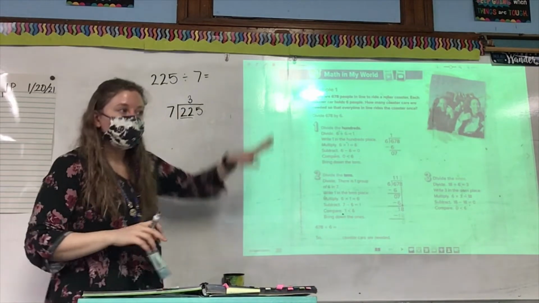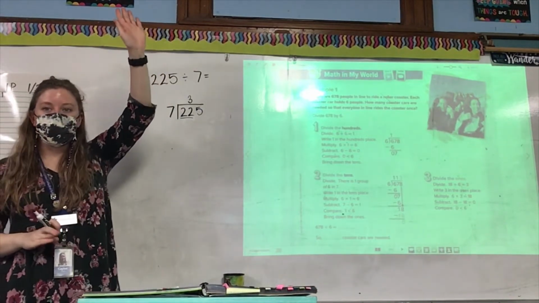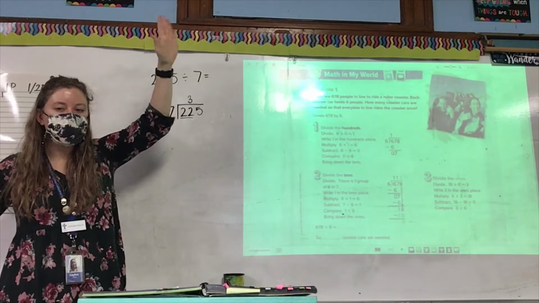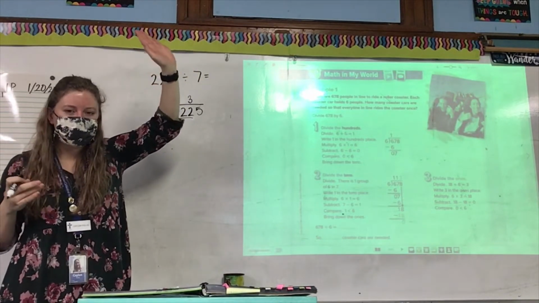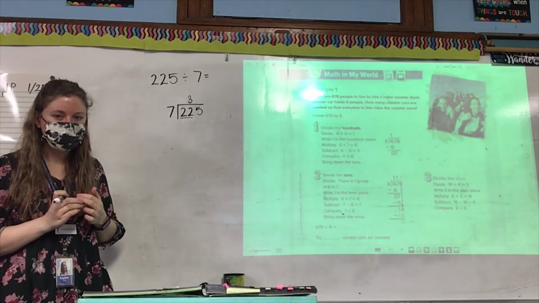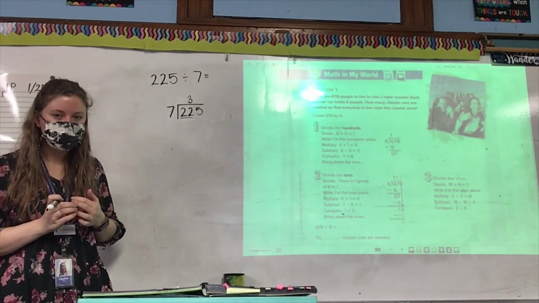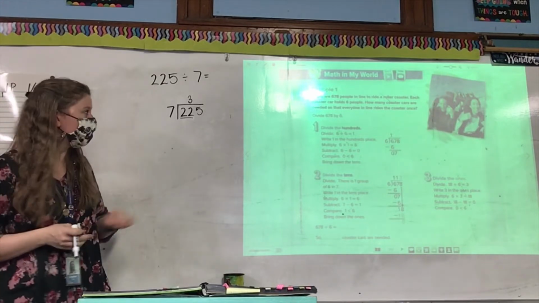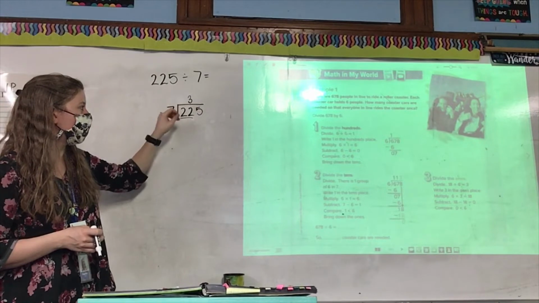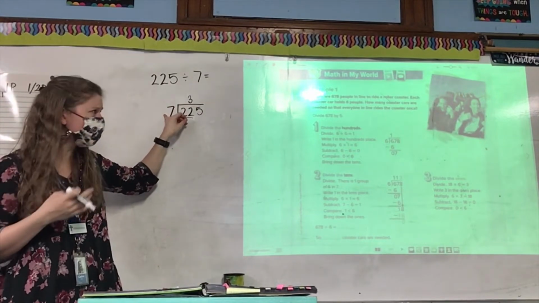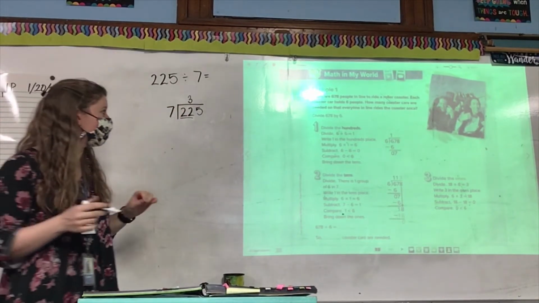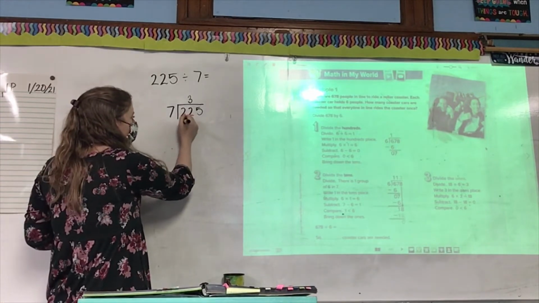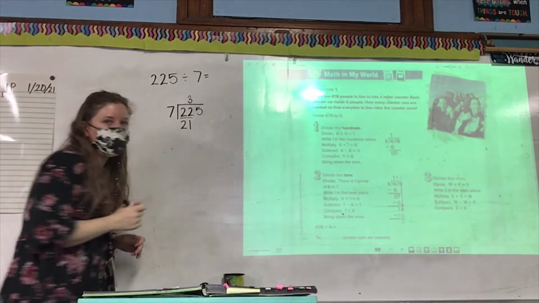Okay, who can tell me the next step in words? Not just the one word, but the whole thing. Smith. We multiply the digit we just got by our divisor. Good. We multiply the digit we just got, which is 3, by our divisor, which is 7. So, Smith, 3 times 7 is what? 21. And we just line it right up with that 22 that we divided.